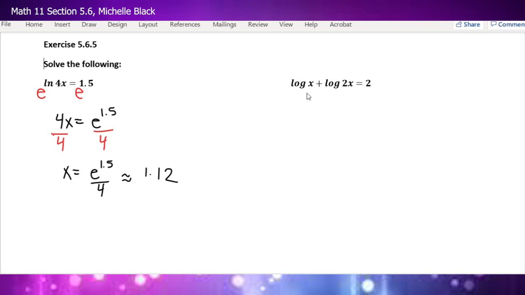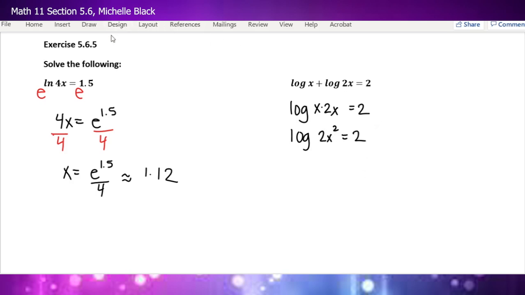Our second one here, we need to utilize our properties of logs in order to get this into one log, which we can do because they're both base 10, so the bases match. Now, since they're being added, this means that I can also write it as log base 10 of these items being multiplied, or log base 10 of 2x squared.